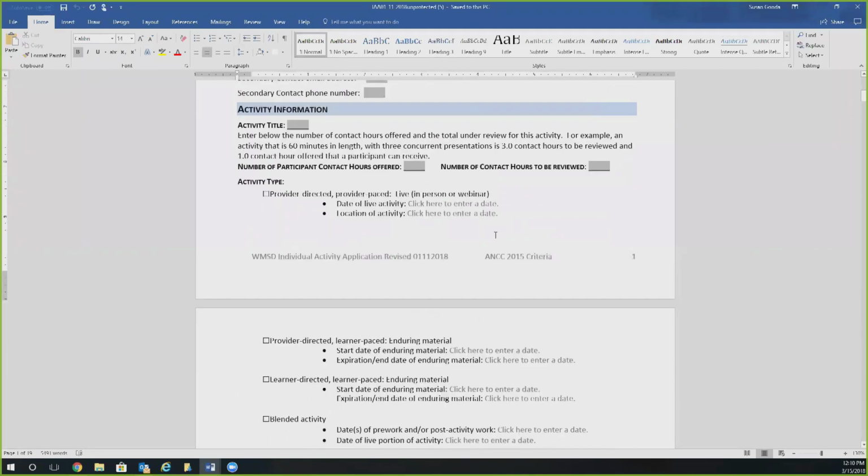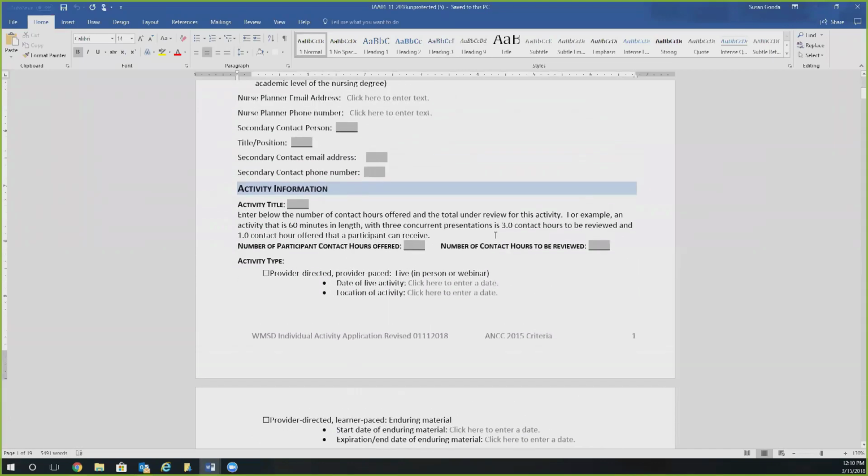Does the secondary contact need to be a nurse as well? No. A lot of times there is administrative assistants and office staff that is helping to complete the application, you know, the minutia details, but the content of it really needs to be assessed and determined by the nurse planner. And as we review the application, we will only communicate with the nurse planner because we need to make sure that the nurse planner has understood the standards as they are written. So I know that's a long-winded answer, but the answer is no.